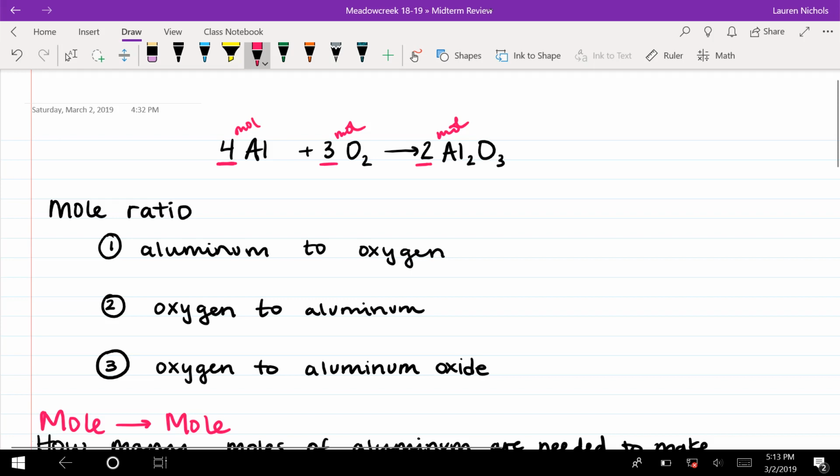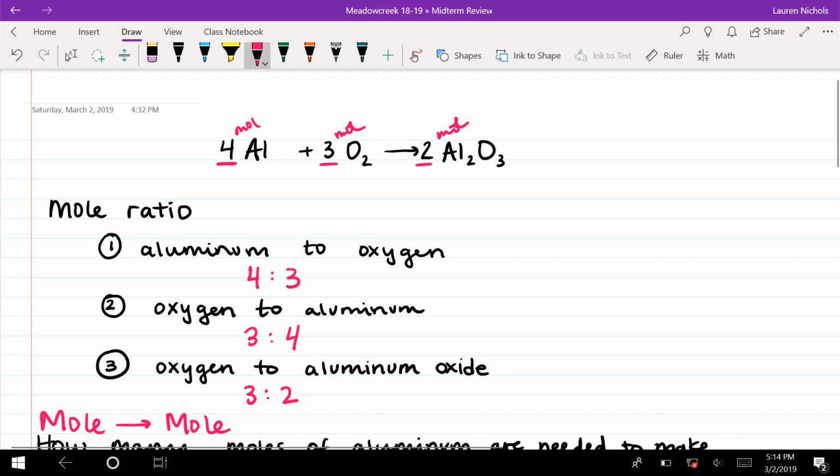And so if we're talking about a mole ratio, one of the basic things, if I want to know the mole ratio of aluminum to oxygen, it would be 4 to 3. 4 moles of aluminum to 3 moles of oxygen. If I want to know the mole ratio of oxygen to aluminum, it would be the reverse, 3 to 4. Okay, and it's based on the order of what they ask you for. If I want to know the ratio of oxygen to aluminum oxide, it would be 3 to 2, right?